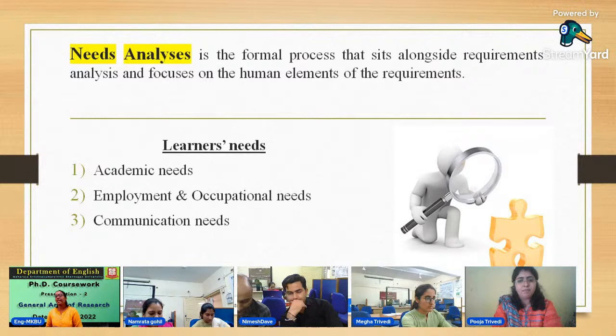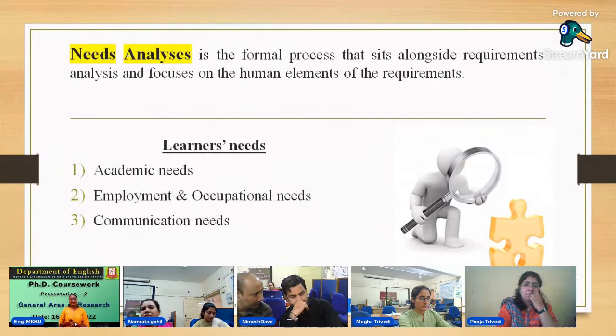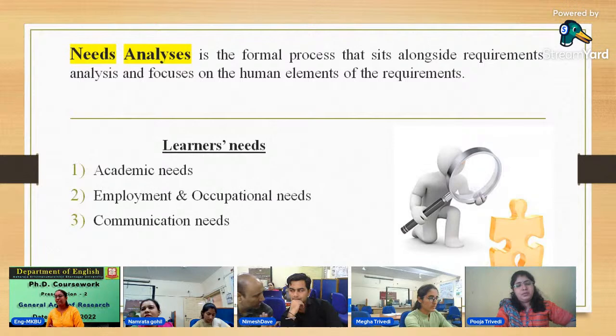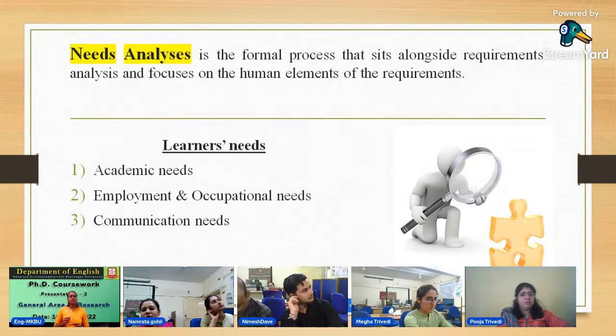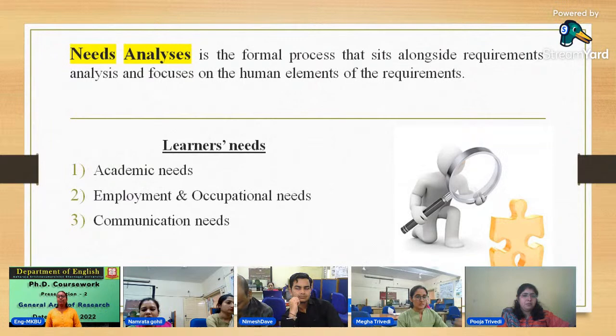The second point is employment and occupational needs. Some people are very good in their particular field or discipline, but they still have to improve their English language because there is a need in the market. So as an English language teacher, we should know the need and the demand of the market. The demand is also different, so we should give some knowledge to our students regarding their basic requirements or needs.